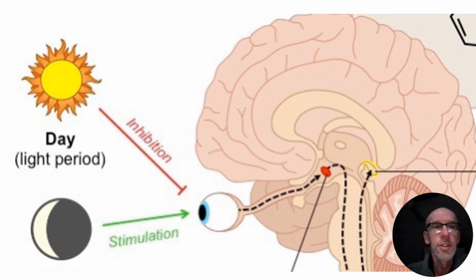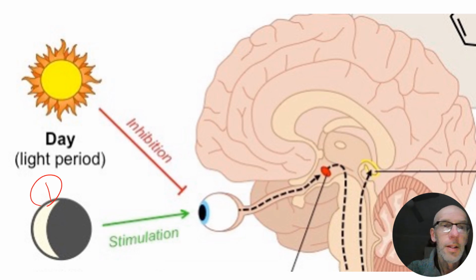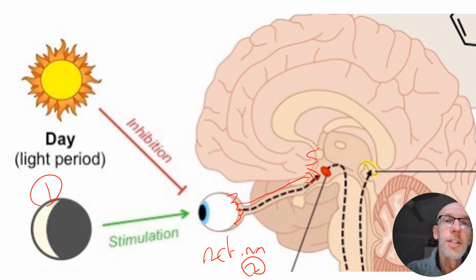Now, let's look at this in reverse. Now it's nighttime. We're in a dark environment, step 1. The lack of light reaches the back of our eye, our retina, for step 2. The retina then sends a signal to the SCN, step 3, part of the hypothalamus.